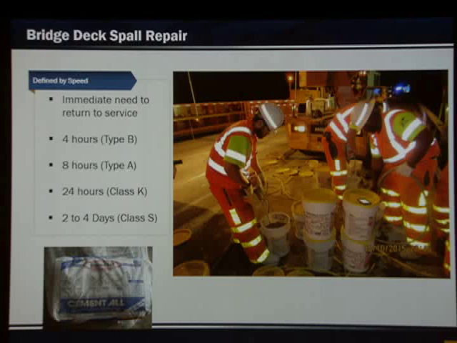Which brings us to the next kind of classification, which is by speed. And that comes from an immediate need to return to surface, which was definitely the case on those last two structures because they were two-lane highways. And that's most often the case with these kinds of failures. So they classify it by 4 hours, which is type B, which is an ultra rapid repair. And then there's 8 hours, which is type A, and that is also a rapid repair. Then we have class K, which is 24 hours, and class S, which is 2 to 4 days. Class S would be your best bet. I mean, but we don't always have that luxury.